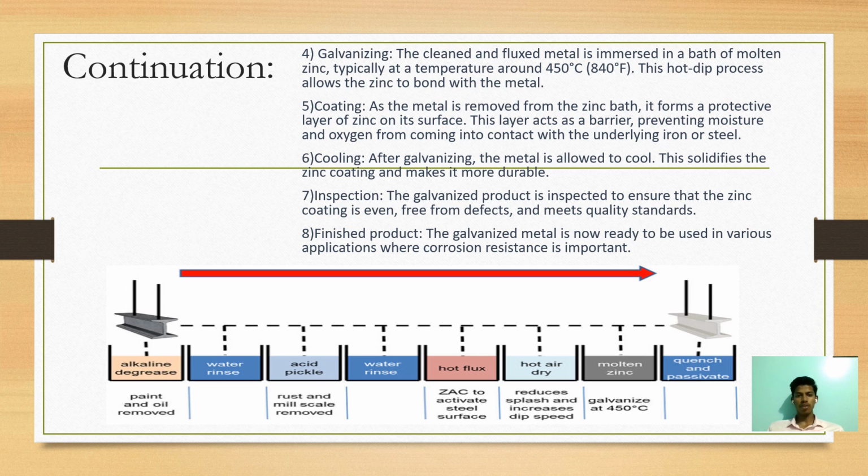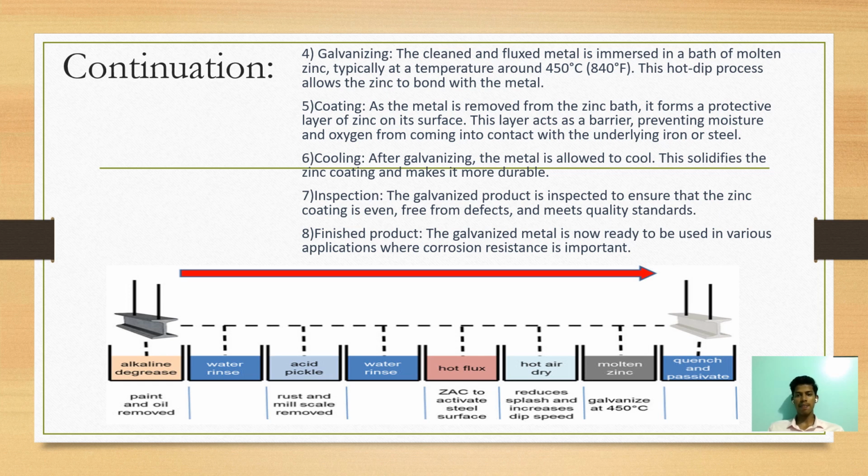So, coming to the fourth one, galvanizing. The cleaned and fluxed metal is immersed in a bath of molten zinc, typically at a temperature around 450 degrees Celsius. This hot dip process allows the zinc to bond with the metal. The fifth one is coating. As the metal is removed from the zinc bath, it forms a protective layer of zinc on its surface.